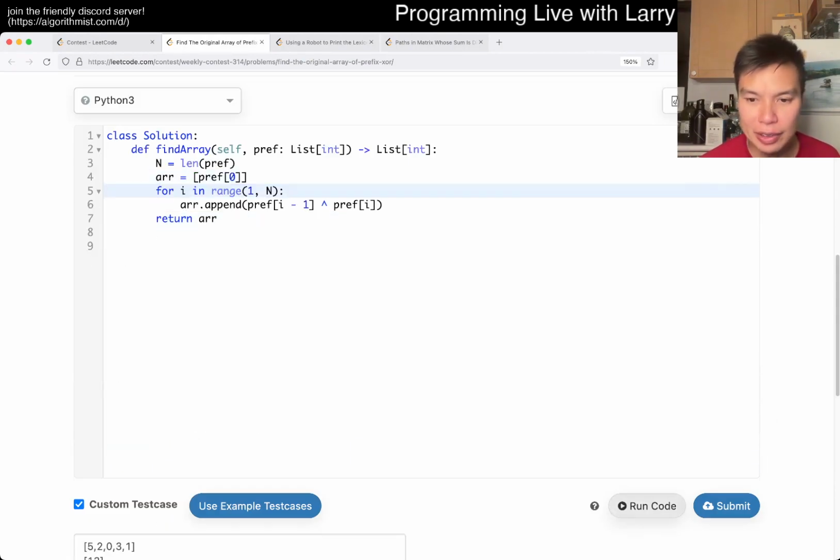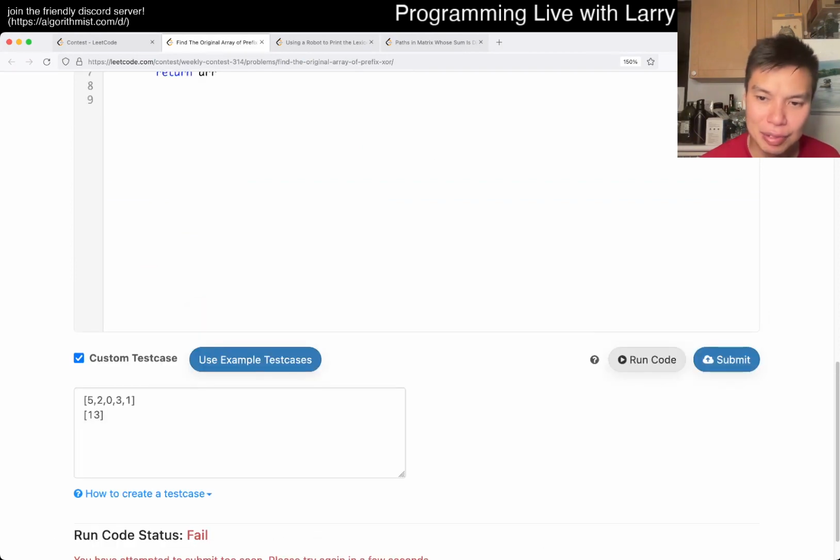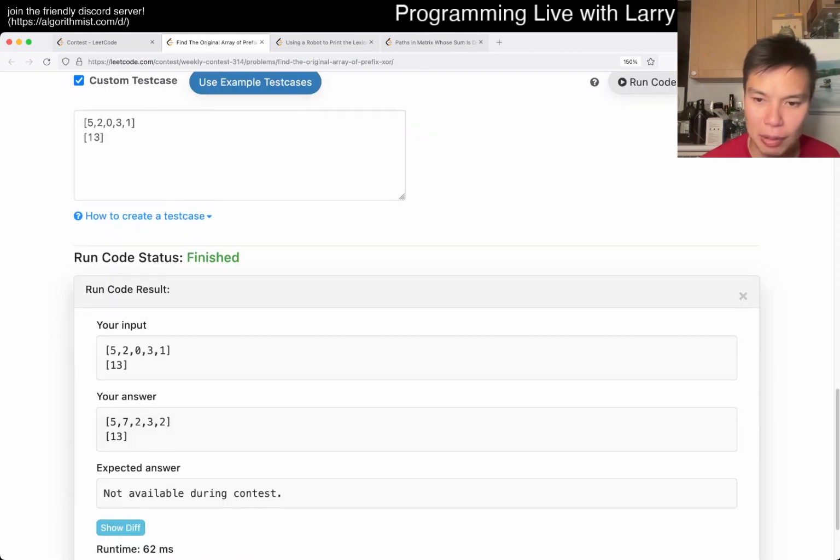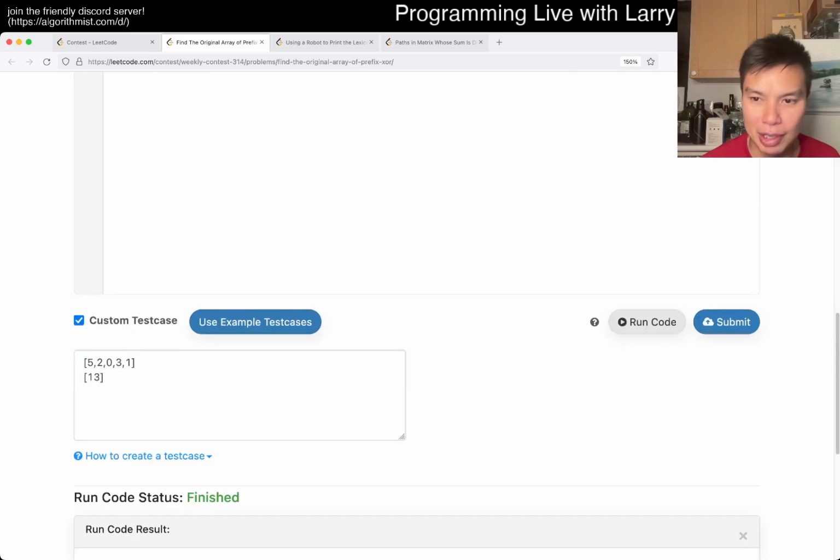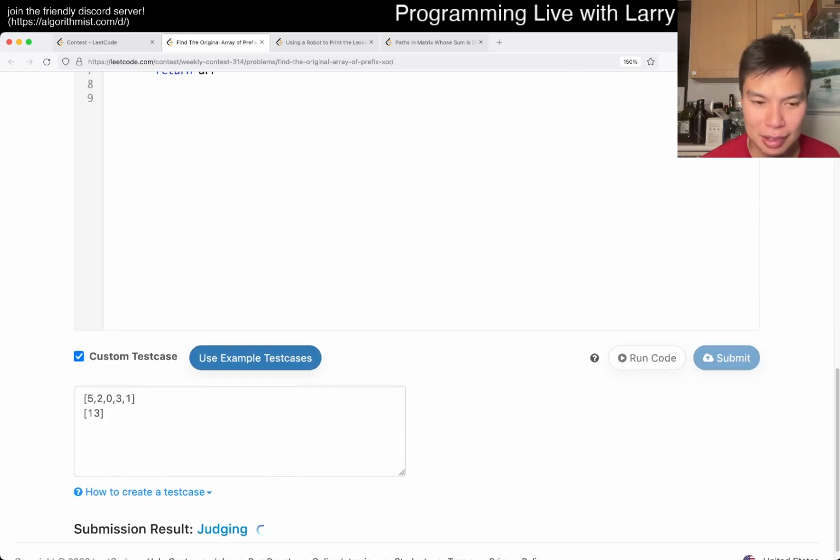Yeah, the idea here is that it's kind of a tricky XOR interpretation problem, but it should be right. Let's just give it a submit anyway. That would be funny if that was wrong.